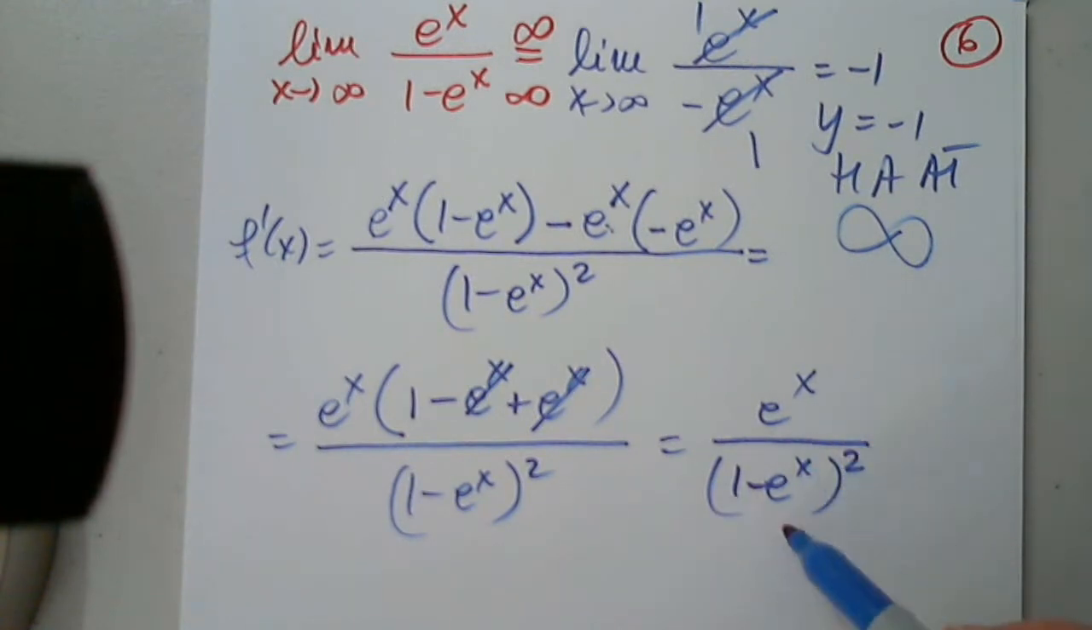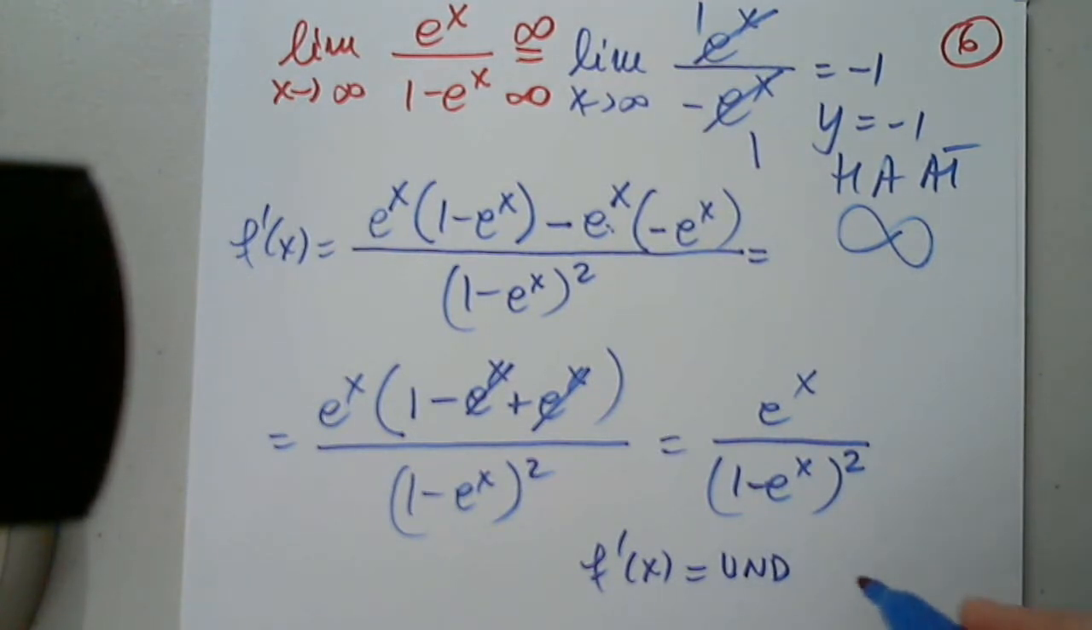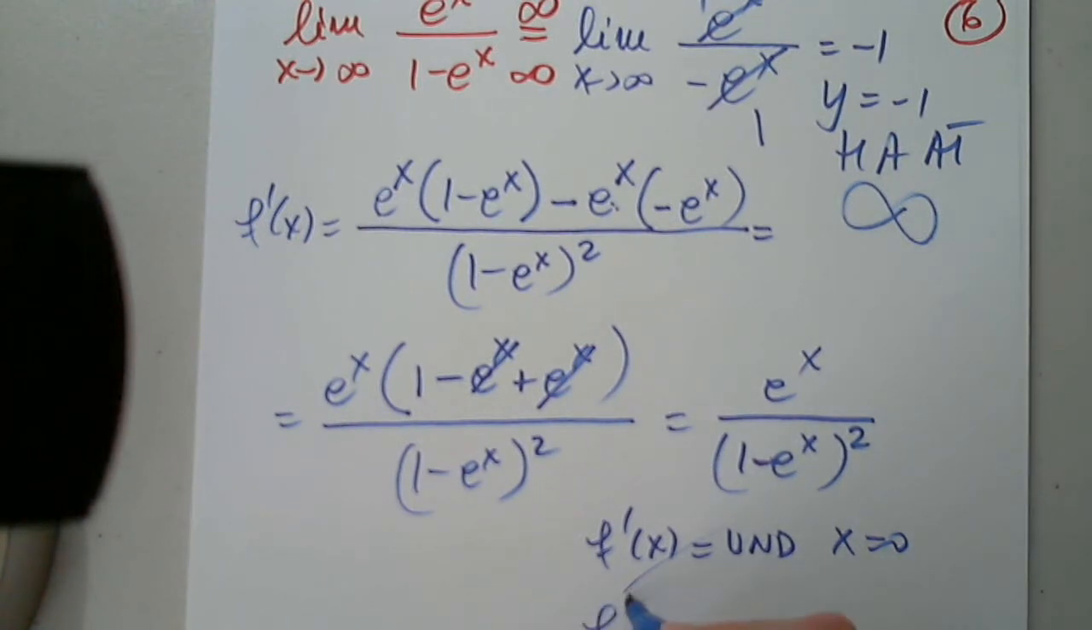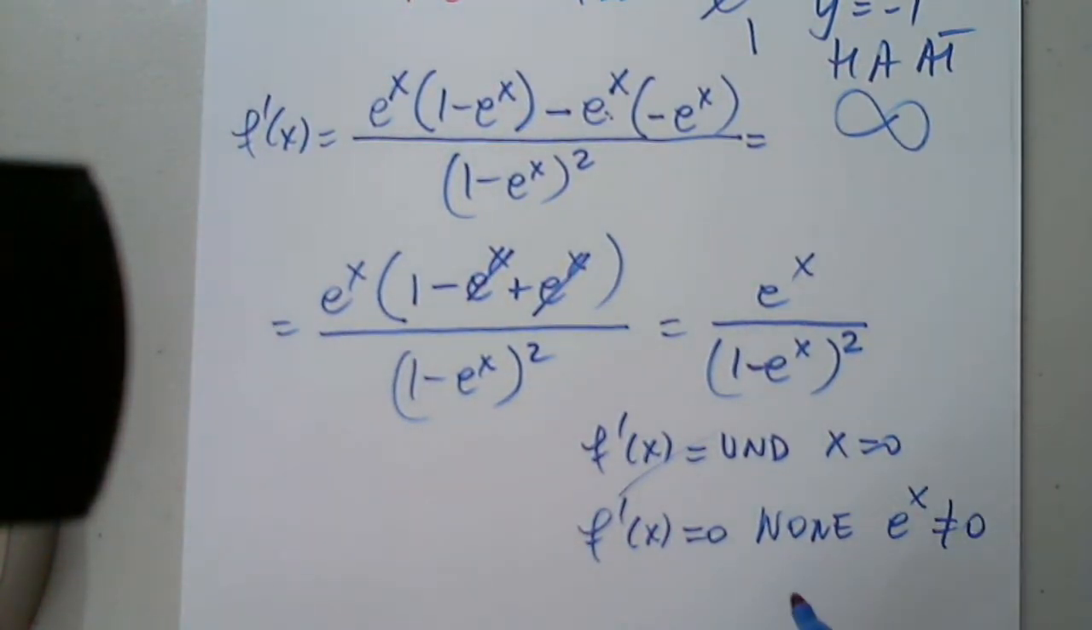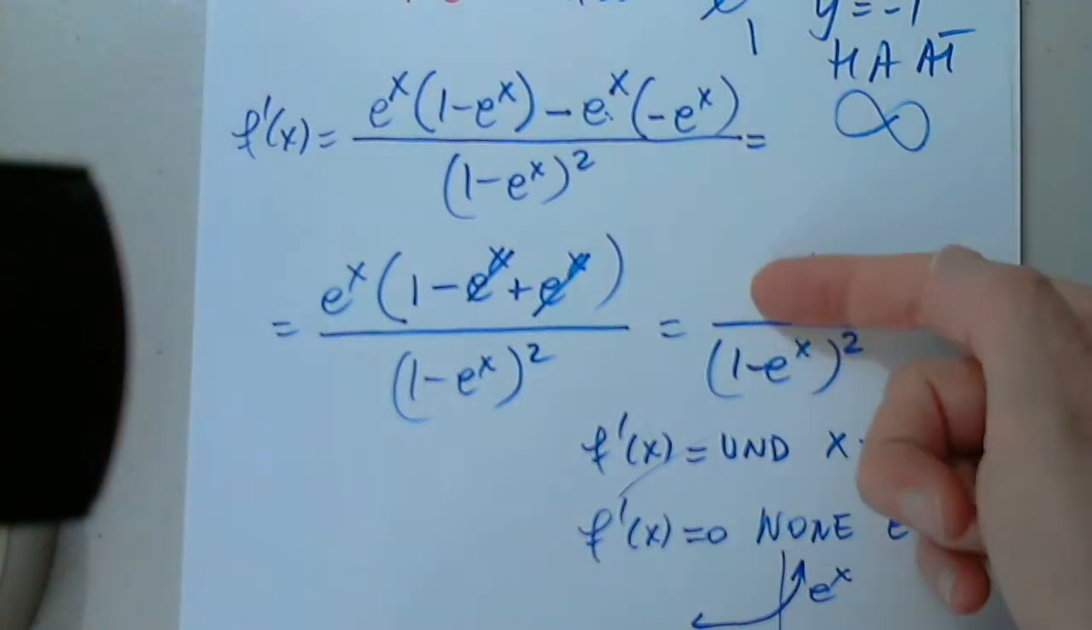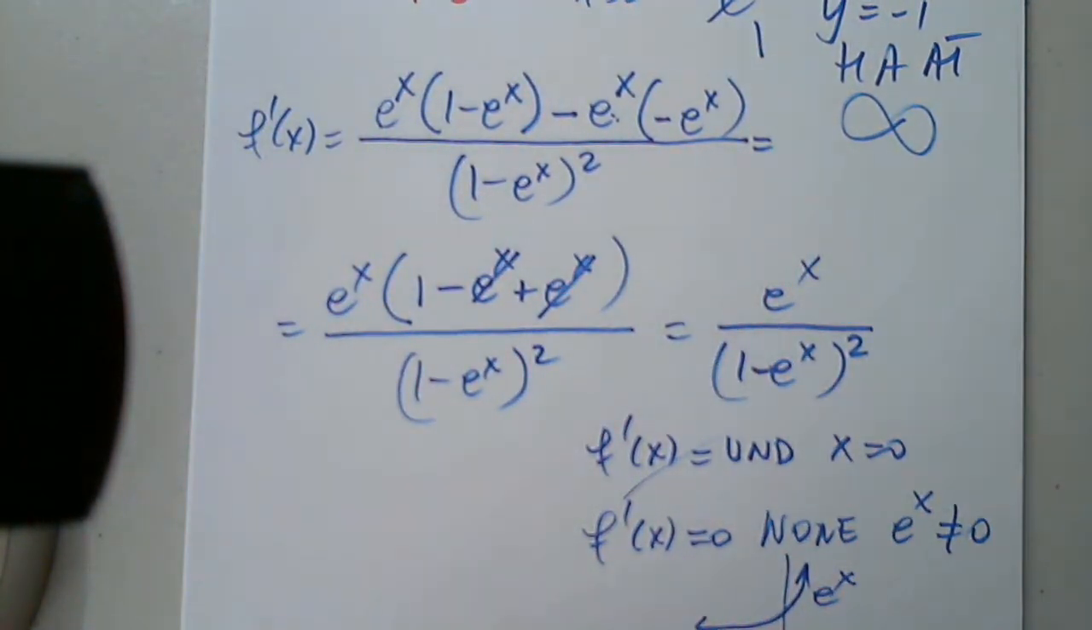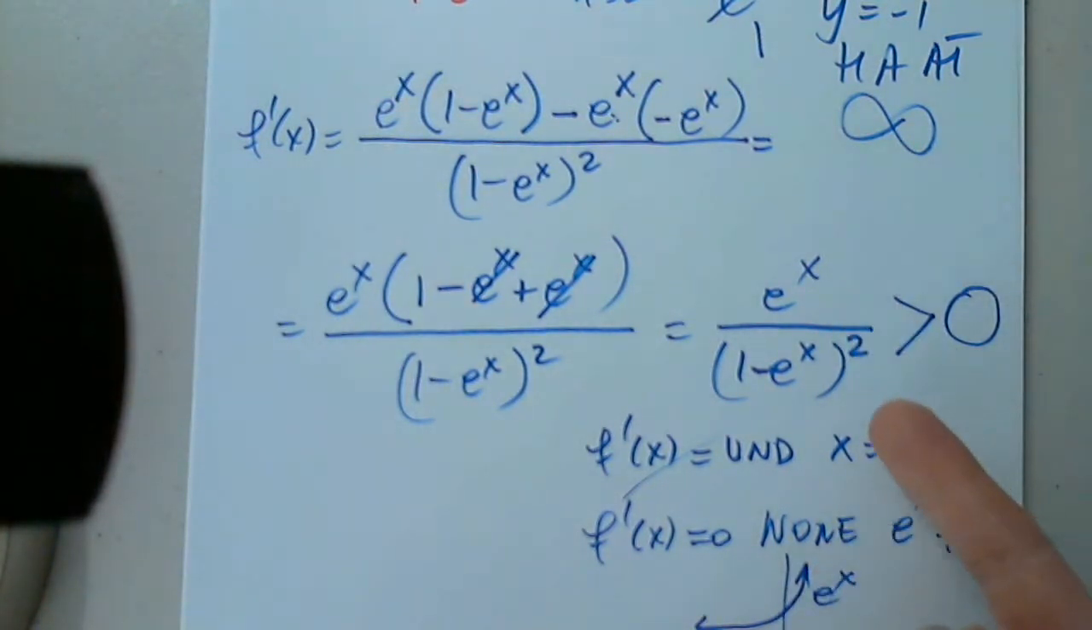This is undefined, the same thing at 0, so f prime of x is undefined at the same point where the function is not defined, so no critical numbers. F prime of x equals 0? None, because e to the x cannot be 0. Remember the graph of e to the x. So this is always positive, forever positive. E to the x is positive and this is squared. And now no critical numbers.